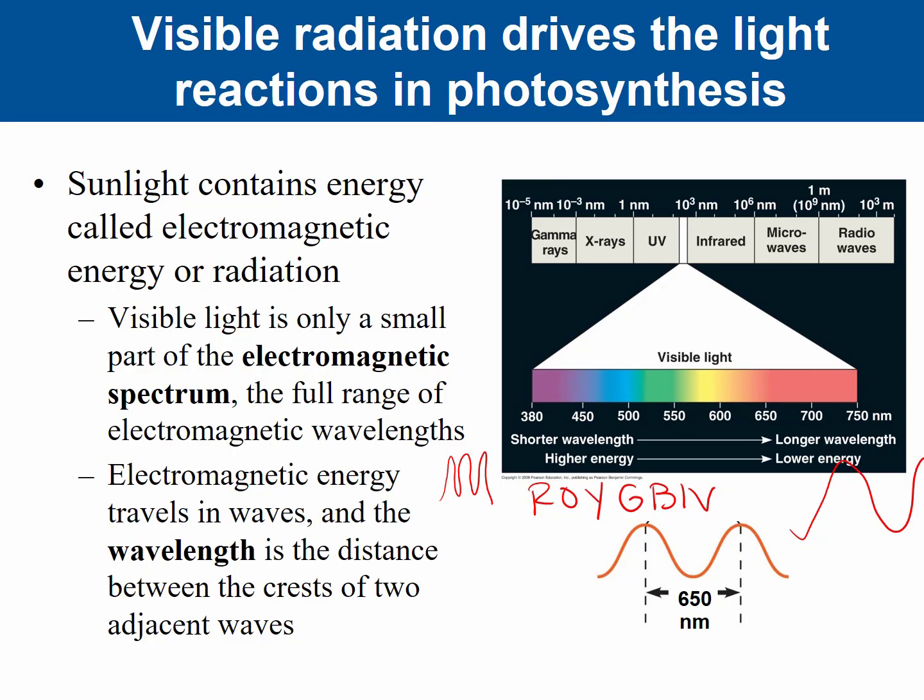Red light has these longer wavelengths, and the longer the wavelength, the lower the energy. So red and orange wavelengths of light are relatively lower in energy compared to violet and indigo, which have shorter wavelengths but higher energy. The relationship between wavelength and energy is inversely related, right? The shorter the wavelength, the higher the energy.